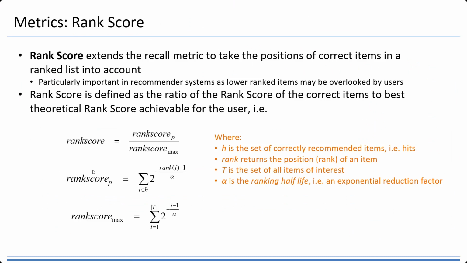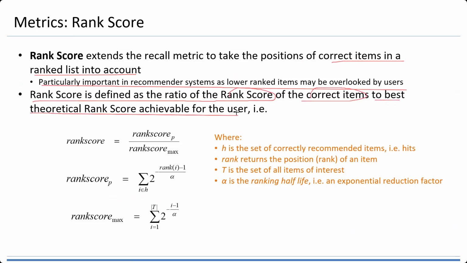So we have the rank score. The rank score extends the recall metric to take the position of correct items in a ranked list into account. It is particularly important in recommender systems as lower rank items may be overlooked by the user. This is the point I mentioned before. Rank score is defined as the ratio of the rank score of the correct items to the best theoretical rank score achievable for the user.